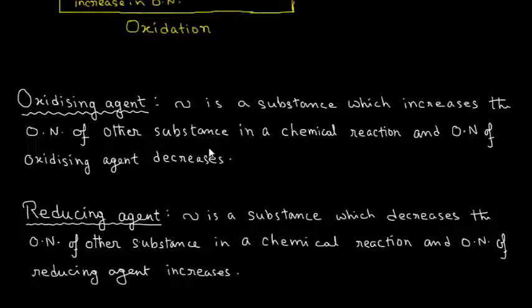In terms of oxidation number, an oxidizing agent is a substance which increases the oxidation number of another substance in a chemical reaction, and the oxidation number of the oxidizing agent decreases. A reducing agent is a substance which decreases the oxidation number of another substance in a chemical reaction, and the oxidation number of the reducing agent increases.